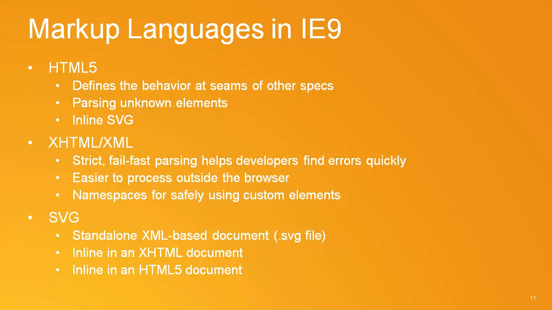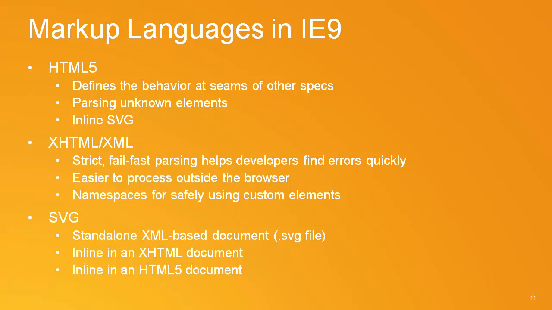And also we're supporting inline SVGs. That way you're going to be able to push that as part of the content of the page. We then have some XHTML and XML, and here is support for strict fail-fast parsing, which helps developers find errors quickly. And in this case, you will be able to know for sure that the code that you're writing will behave in a way that is expected.